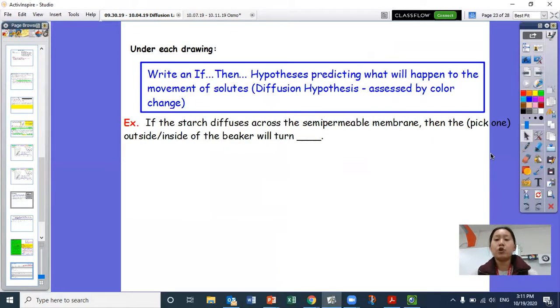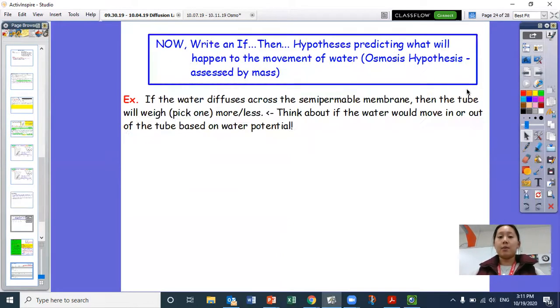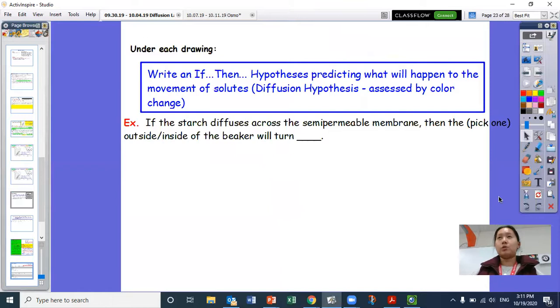Now, under each drawing, you're going to be writing 2 hypotheses. So the first hypothesis is going to go under both, and then this second hypothesis is going to go under both as well. So you're going to write one for the water cup, and you're going to write one for the saltwater cup. You're going to write an if-then hypothesis, predicting what will happen to the movement of solutes. We're talking about the salt, we're talking about the starch, we're also talking about the iodine.